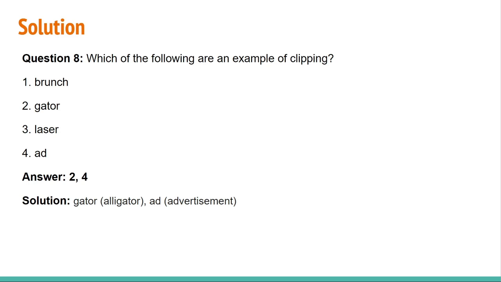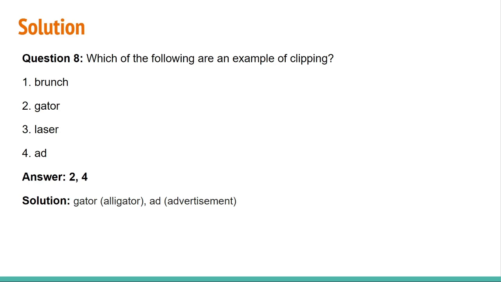We also have fore clipping. In fore clipping, let's take the example of phone. We say phone is an abbreviated form of telephone. So here the front part, that is tele, is being clipped, and we have phone remaining. So phone is an example of fore clipping.